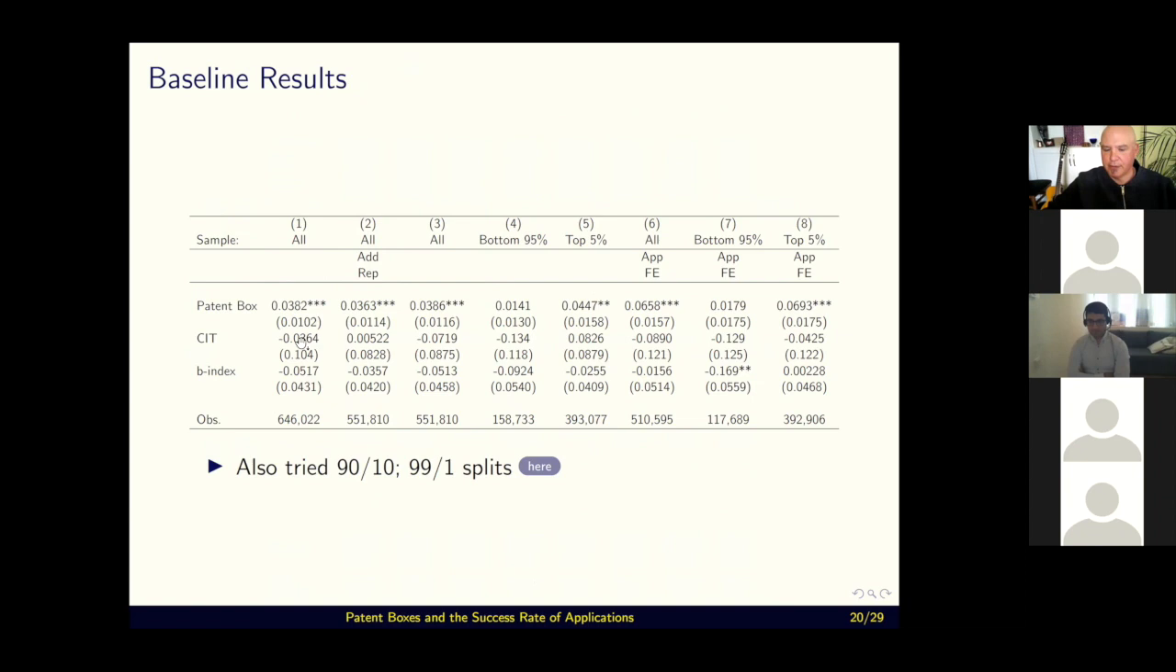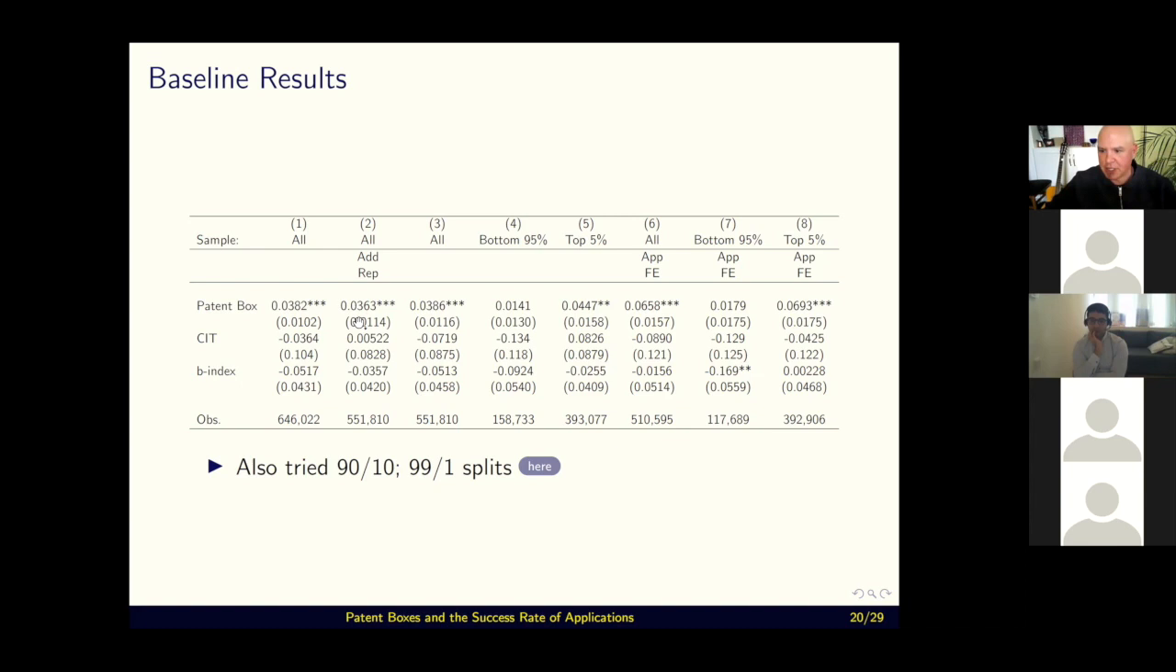Column two, we add in the lawyer quality, and it is the case that lawyers that have been more successful in the past are correlated with better success of the current application. What do we see? It actually lowers that point estimate a little bit. What that suggests is the patent box may be correlated with better lawyer teams, representative upgrading, more effort in the application. Now, it is a different sample.